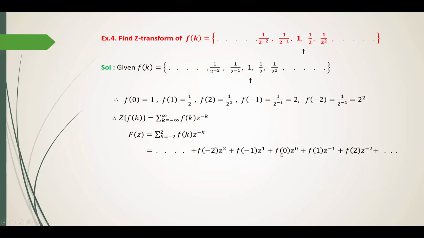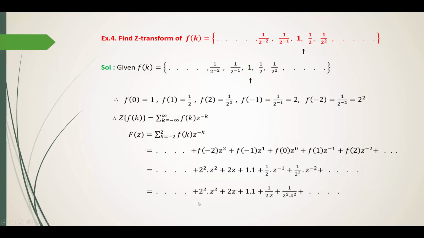Put k is 0, plus f of 0 z to the power 0, plus k is 1, so f of 1 z to the power minus 1. Put k is 2, so f of 2 z to the power minus 2, plus dot dot dot. Put the values, therefore is equal to dot dot dot plus f of minus 2, which is 2 raised to 2, z to the power 2, plus f of minus 1 is 2 into z, plus f of 0 is 1 into 1, plus f of 1 is 1 half into z to the power minus 1, plus f of 2 is 1 upon 2 square z to the power minus 2, plus dot dot dot.